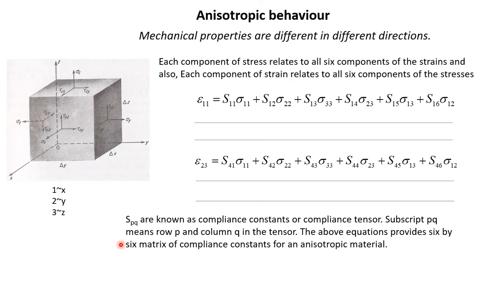Subscript PQ means row P and column Q. So if we make a tensor of compliance constants, then we can make a tensor of 6 columns and 6 rows. And P and Q indicate these columns and rows. So the above equation provides a 6 by 6 matrix of compliance constants for an anisotropic material.